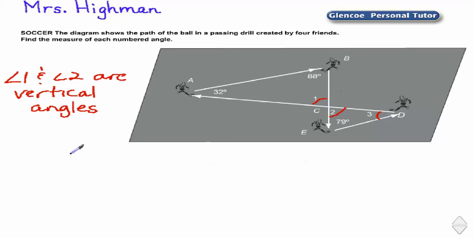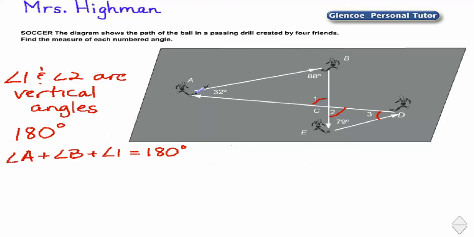So we also need to know the total of the angle measurements in a triangle. The measure of all 3 angles in a triangle should add up to 180 degrees. So if we take angle A plus angle B plus angle 1, that should equal 180 degrees. So these 3 angles all together.